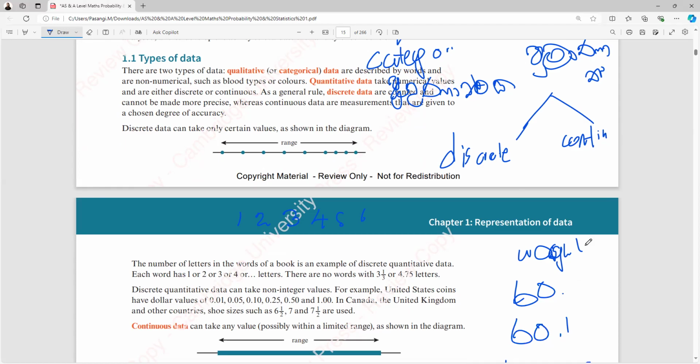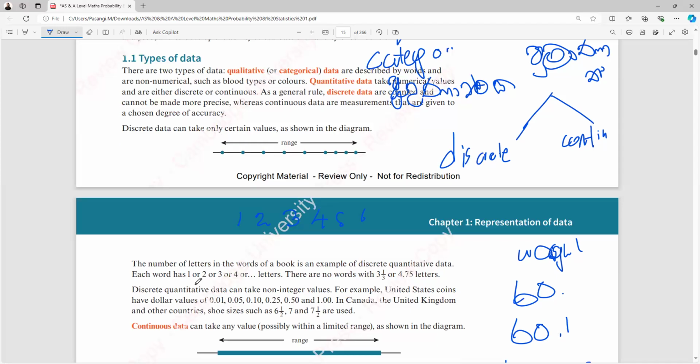If we can count it like 1, 2, 3, like the pages of a book, now we can count. These ones are discrete. That's the difference. So here discrete data, whereas continuous data are measurements that are given to a chosen degree of accuracy. So discrete data can take only certain values as shown in the diagram, not decimal floating points. These are like perfect whole numbers, and the number of letters in the words of a book is an example of discrete quantitative data.